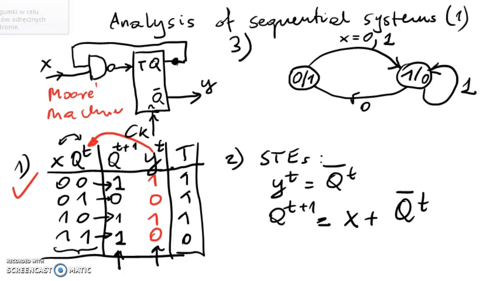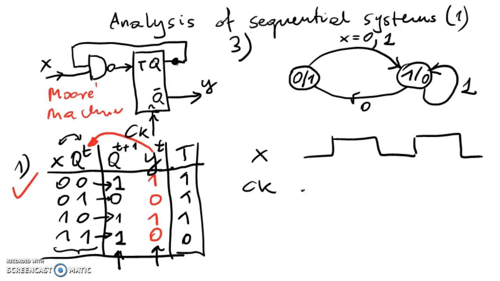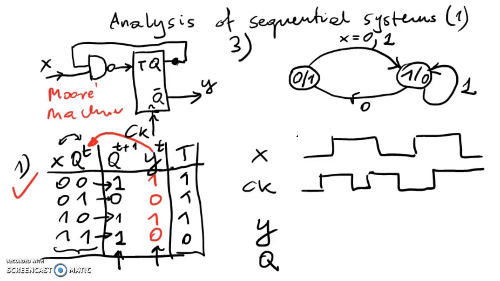As the last point, we draw the timing, the example timing. You will be given X, let's say this, and CK, let's suppose it's this CK signal, and your task is to draw Y. You can also, if you want, first draw Q and then Y.